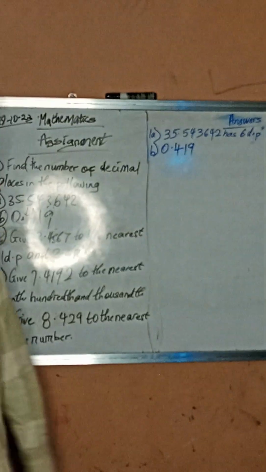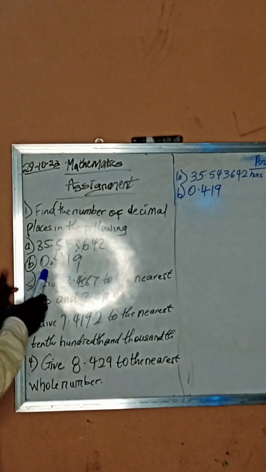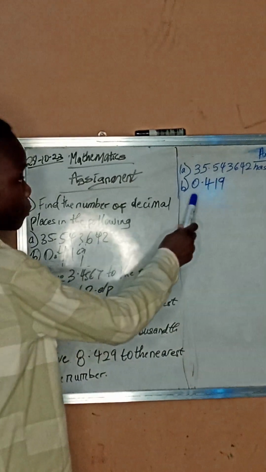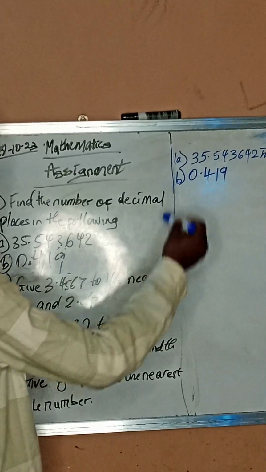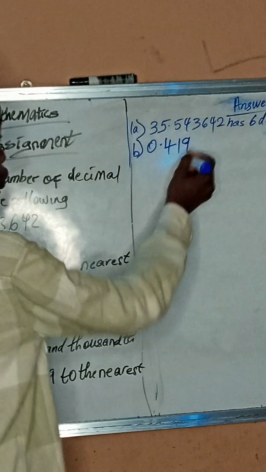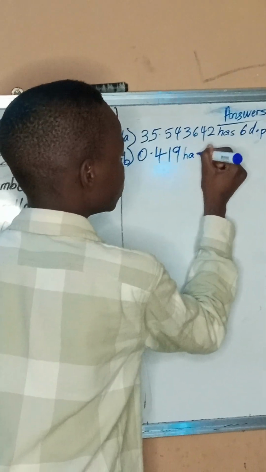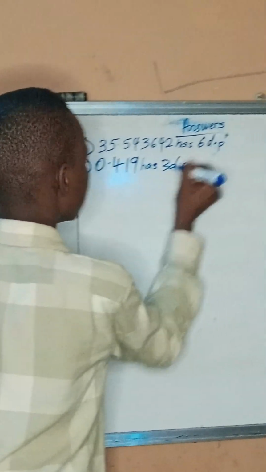The next one is 0.419. How many numbers do we have after the decimal point? Let's count: 1, 2, 3. So this one has 3 decimal places.